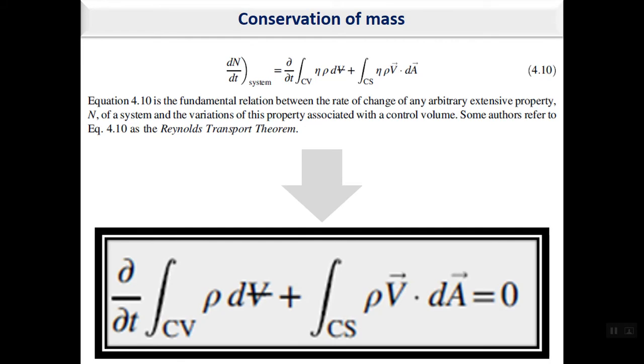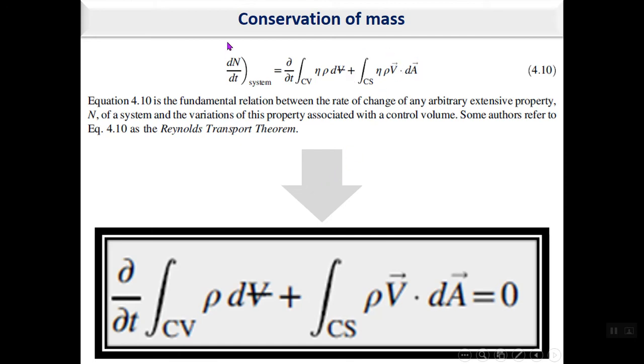For the conservation of mass, there's a relation, as you can see here, which is named the Reynolds transport theorem. In this equation, it is a relation between the rate of change of any arbitrary extensive property, extensive meaning depending on the mass of a system, and the variation of this property associated with the control volume, which is comprised of two parts: the variation within the control volume with respect to time, and the net rate of inlet and outlet from the control surfaces.